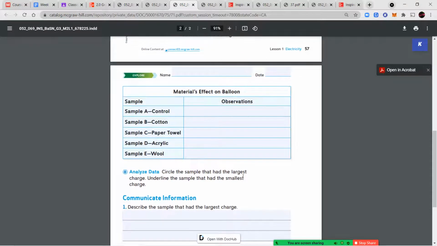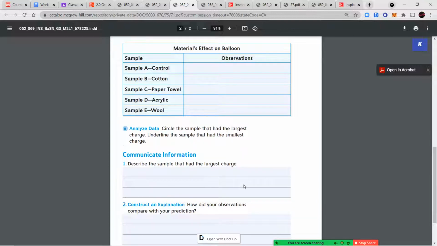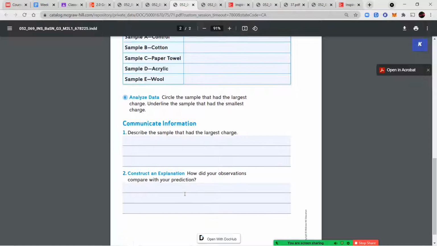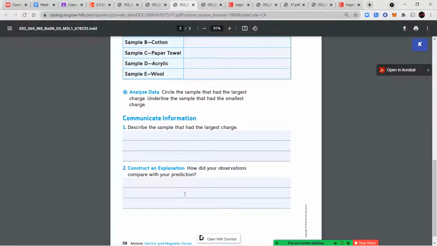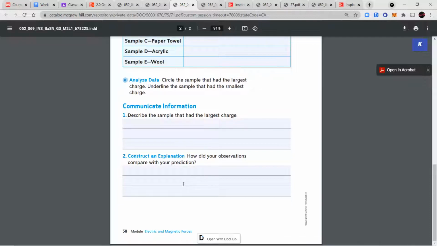Circle the sample that had the largest charge. Underline the sample that had the smallest charge. Describe the sample that had the largest charge, so tell me about it. How did your observations compare with your prediction? Then you're going to construct your argument when you're writing out how your observations compared with your predictions. It was the same because, or it was different because, and explain your answer.